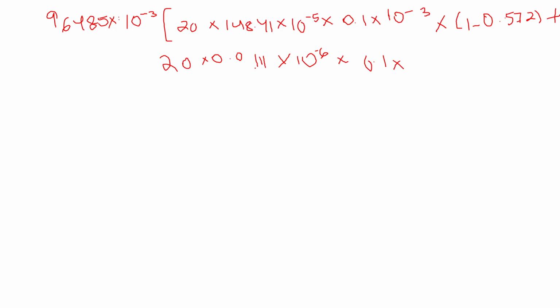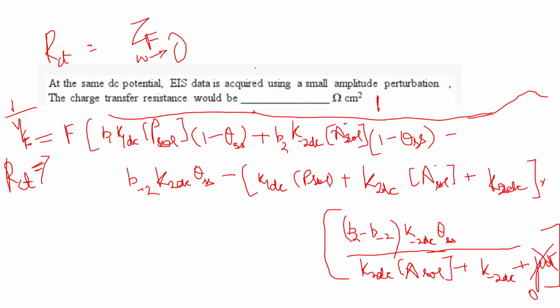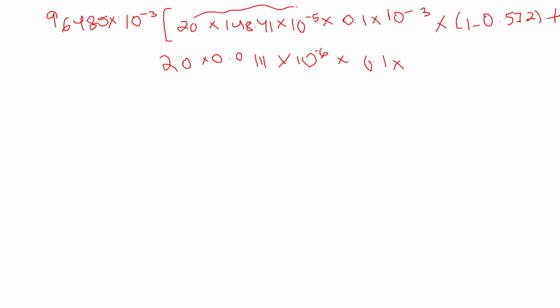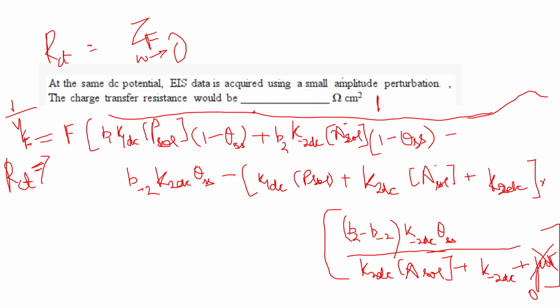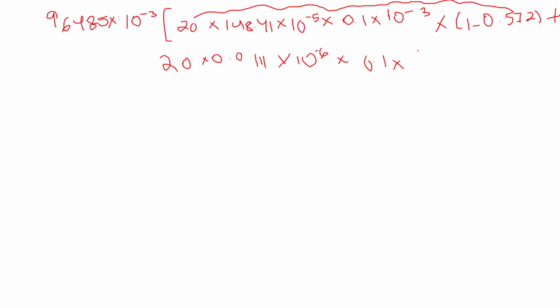But you have written 148.41 into 10 to the power minus 5. Yeah, that is K1 DC, right? Here it is B1 K1 DC. Okay. So this one, B1 K1 DC, P solution into 1 minus theta SS, this full is the first term. Now what I am writing is B2 K negative 2 DC, A solution, minus 1 minus theta SS.